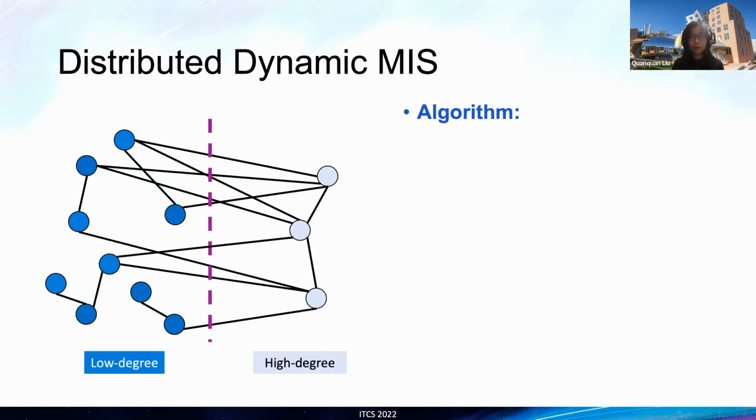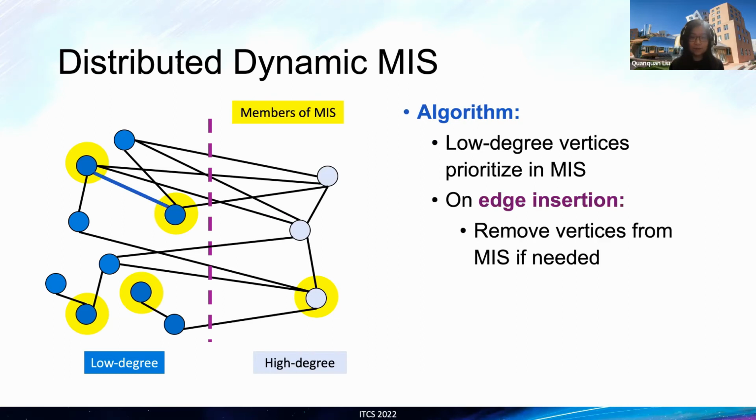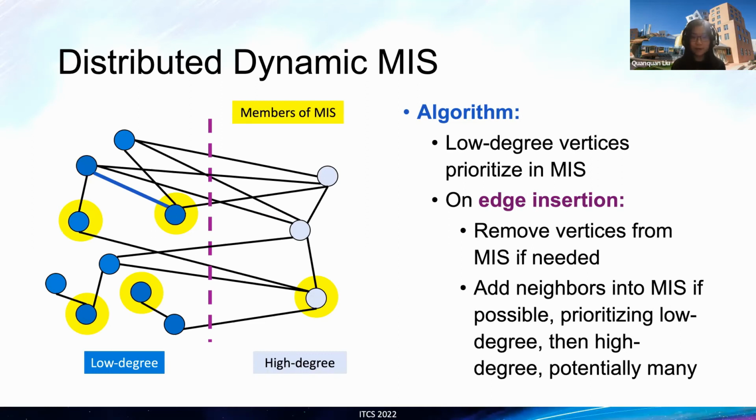So now I'm going to describe our distributed algorithm, and I'll start with a very high level description. Our distributed algorithm works in the following way. As in Gupta and Khan, low degree vertices have priority in entering the MIS. On an edge insertion, an endpoint removes itself from the MIS if the edge insertion violates independence. In this example, one of the endpoints of the insertion removes itself. After the vertex removes itself, its neighbors are added to the MIS if maximality is violated. Low degree neighbors have priority in adding themselves to the MIS.